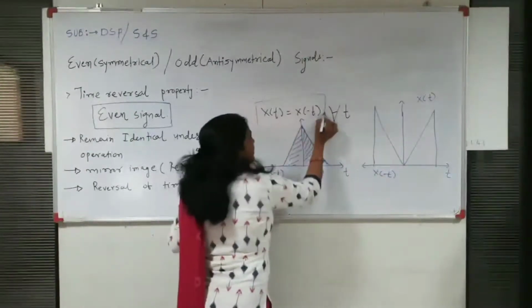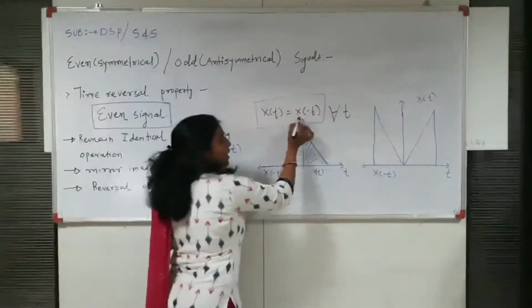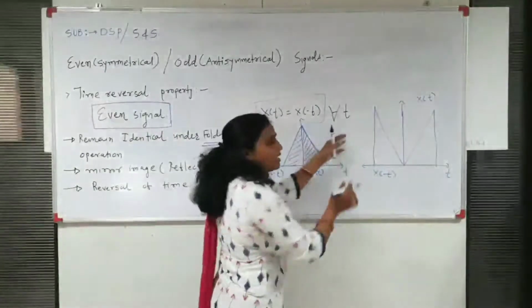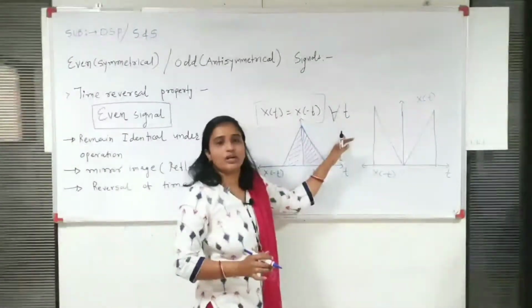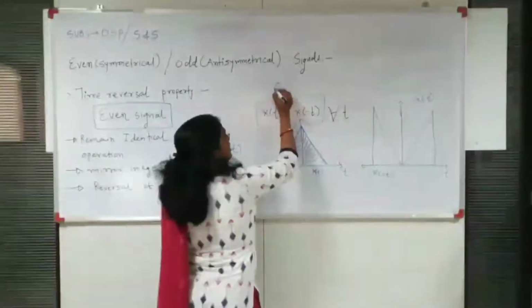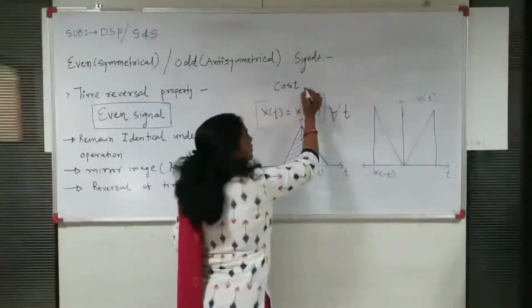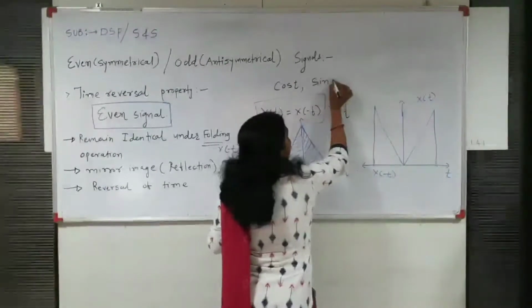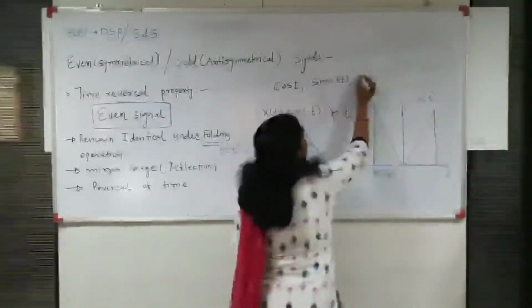Mathematically, if x of t is equal to x of minus t for all values of t, then this signal is known as an even signal. Some examples of the even signal are the cosine signal, then the sinc function, and t square.